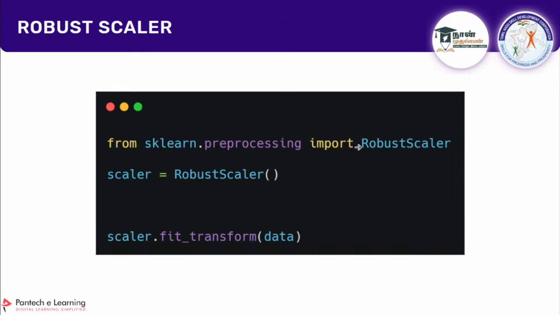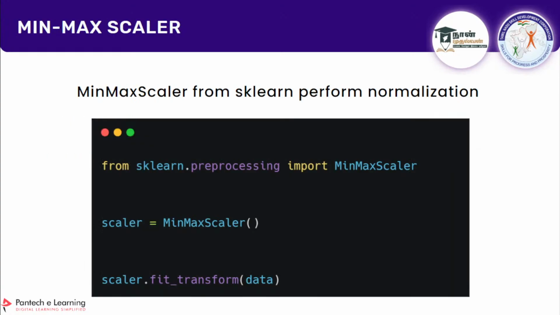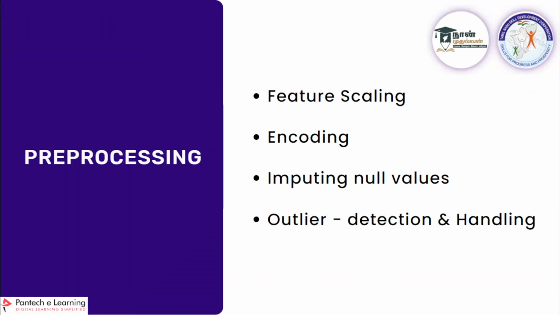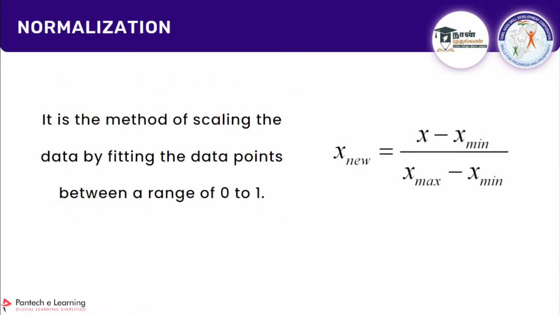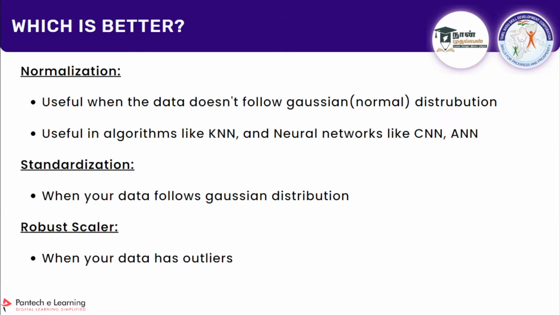To use the robust scaler, you can go to sklearn.preprocessing, import RobustScaler, create an object for it and do fit_transform on the data with outliers. So the next question: which is better? When should you go for normalization, standardization or robust scaler? These three are the most common in feature scaling. We are seeing feature scaling in preprocessing, and in that we have seen normalization, standardization and robust scaler. Which is better, and when to go for it?